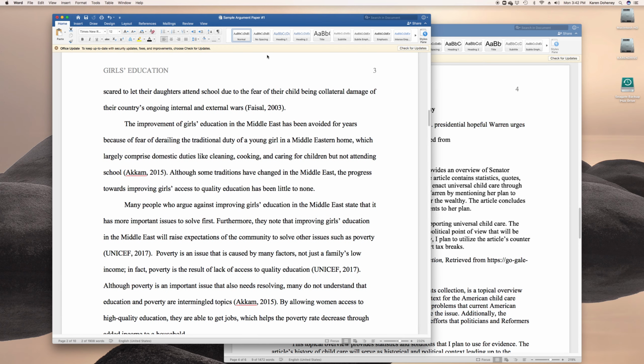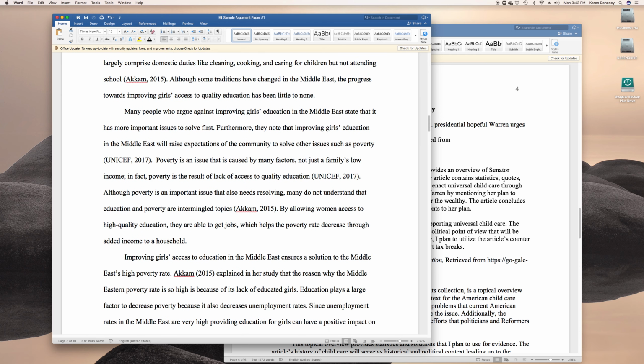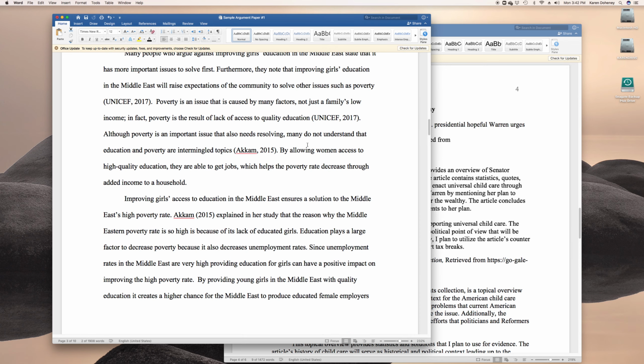So here's Faisal, 2003, and Akram, 2015. Here's UNICEF, and why is it all in caps? Because this is the name of an organization and they use their name all in caps. This is an organization who's written an article and it's 2017. And so we see many more in-text citations that are all parenthetical citations. So this is an in-text citation, specifically a parenthetical. So that's what it looks like when it's a parenthetical.